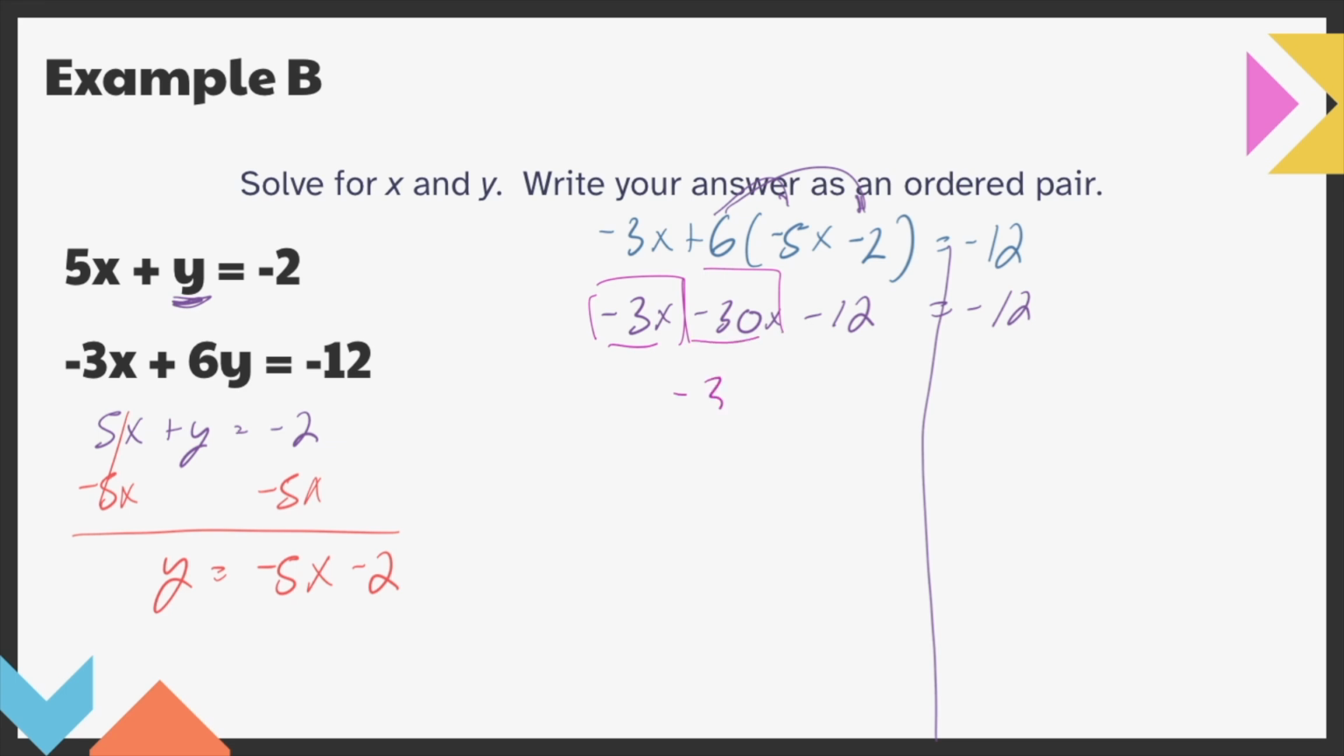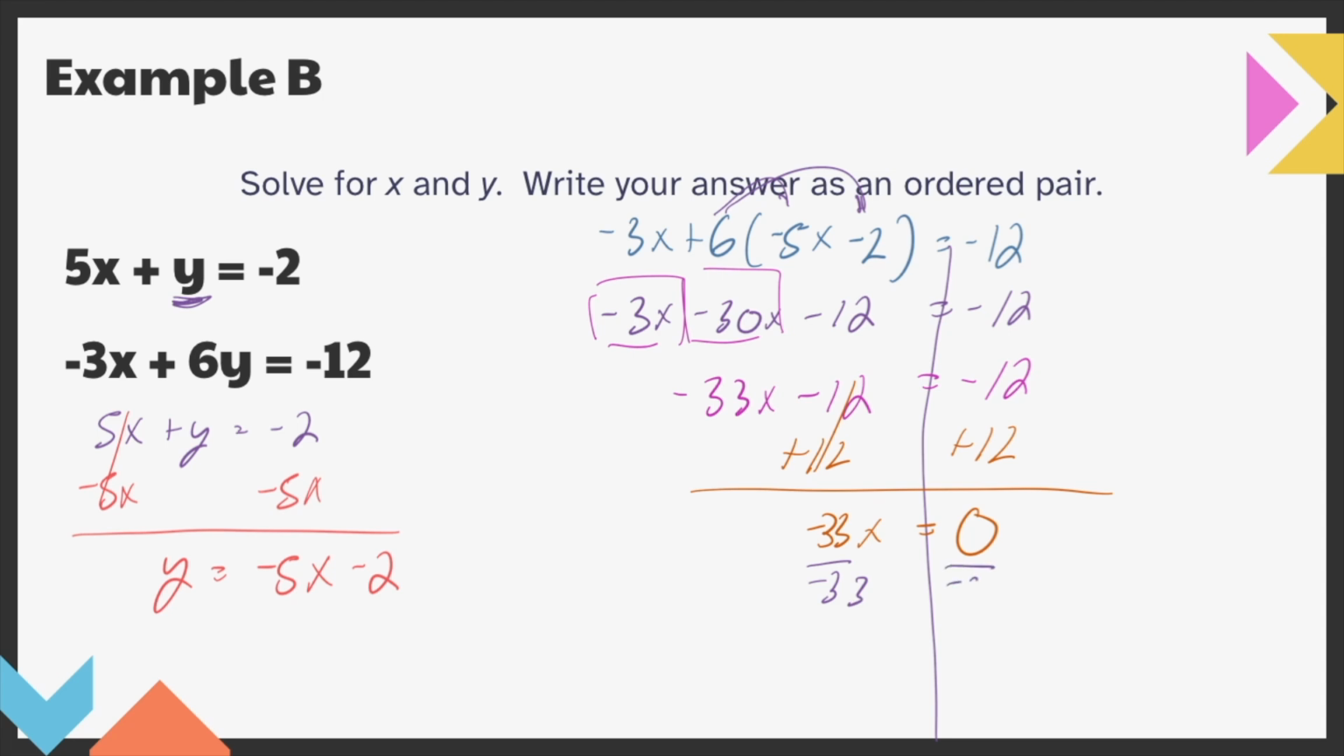So I've got negative 33x minus 12 is equal to negative 12. My next step is I'm going to add 12 to both sides. These are going to cancel. Negative 33x is going to be equal to 0. And then my last step is going to be to divide both sides by negative 33.